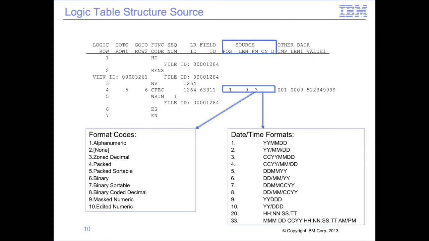POS is the starting position of the field. LEN is the field length. FM is the format of the field, such as alphanumeric or packed. CN is the date-time format, formerly known as the content code, which specifies the display format of a date or time field. D is the number of decimals implicit in the field number. In this example, the field 63311 starts in position 1 and is 9 bytes long. It is a zone decimal field format with no specified date time format and no implicit decimals.